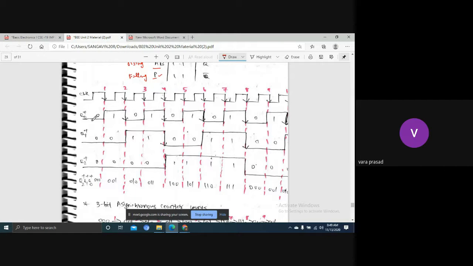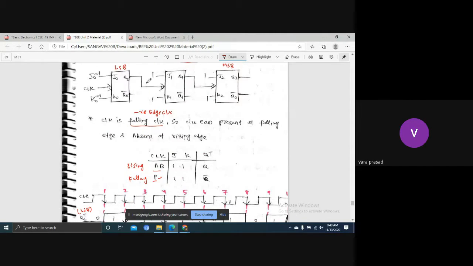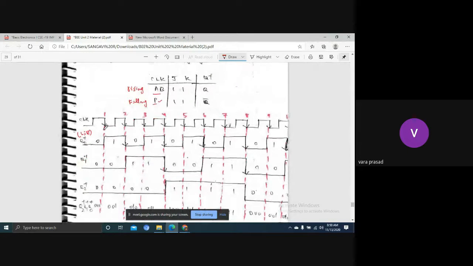Here, if you observe, Q0 plus means what? It is the LSB flip-flop output. Because for this flip-flop, the clock is a direct clock. The clock is present at the places I have marked with the black color. Clock is present here, absent here, present here, absent, present, absent, and here it is present.